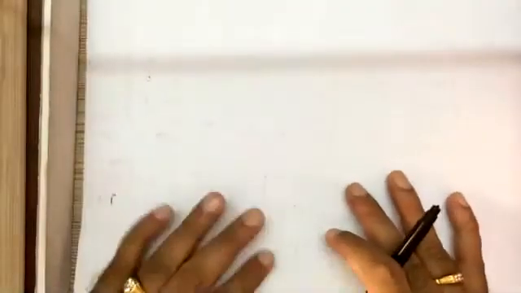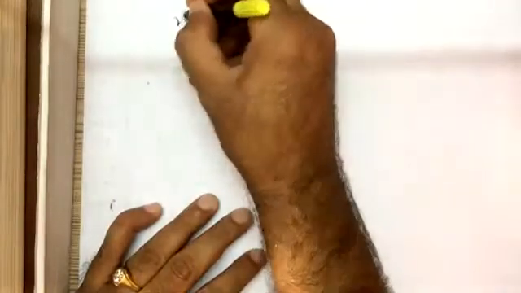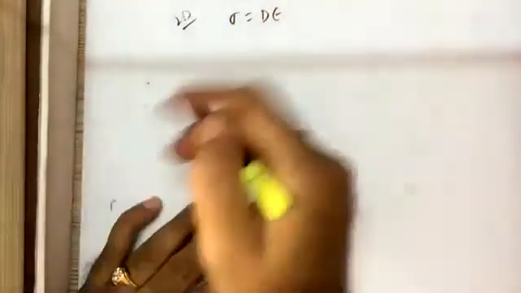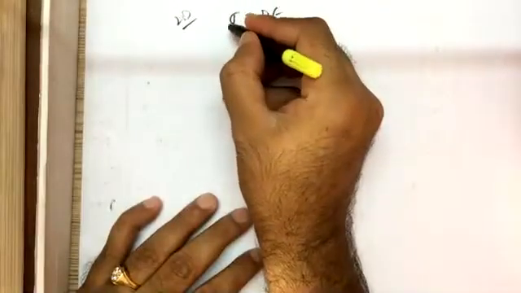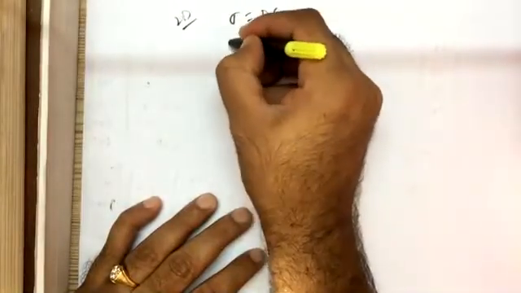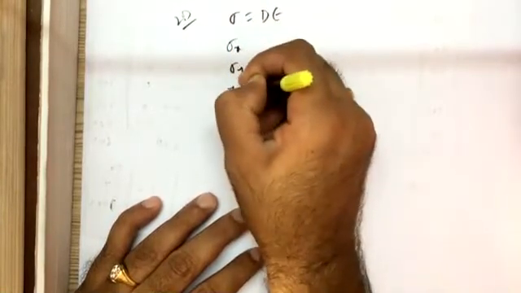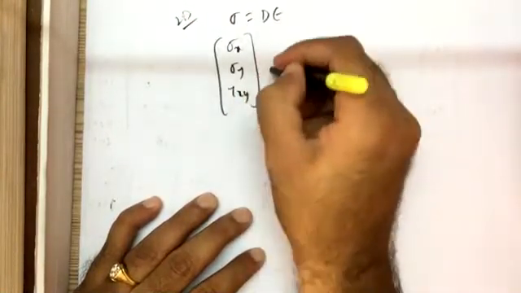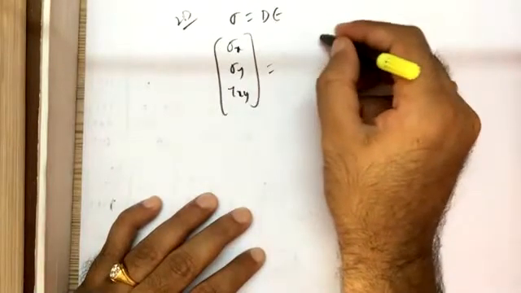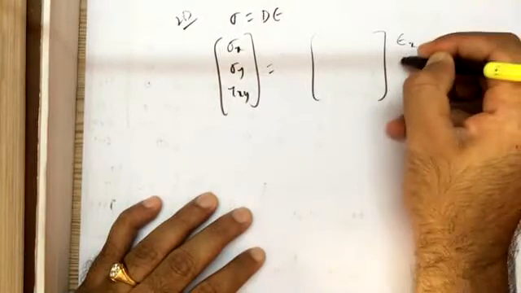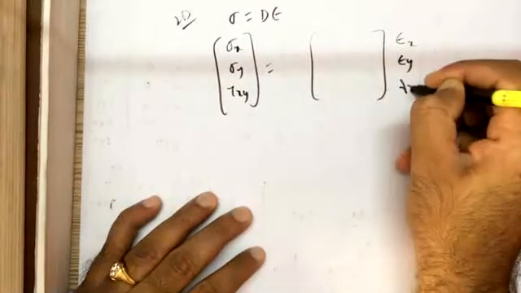In the previous class we have also discussed that for 2D, just like 3D, you'll get sigma is equal to D into epsilon. And just now we have seen sigma is sigma x, sigma y, tau xy, which is equal to some matrix into epsilon x, epsilon y, gamma xy, right?